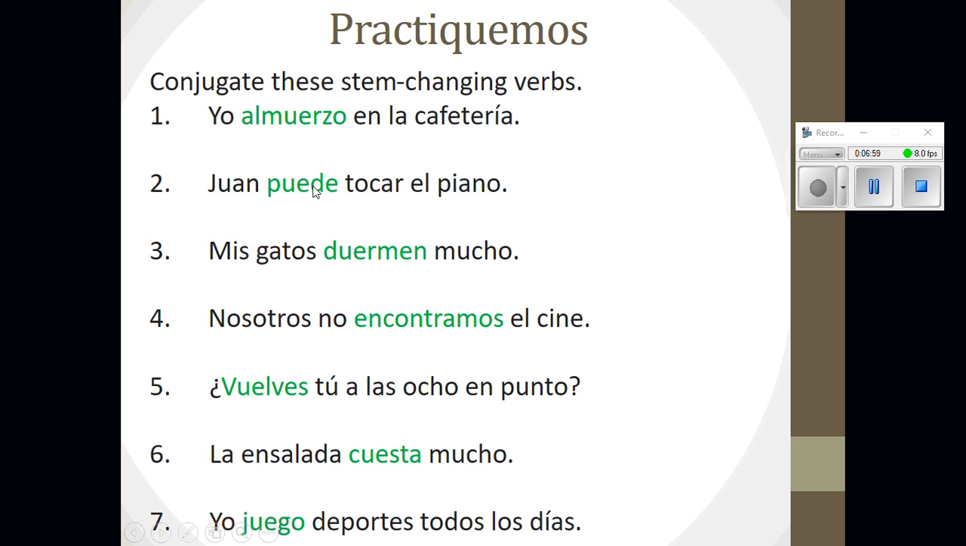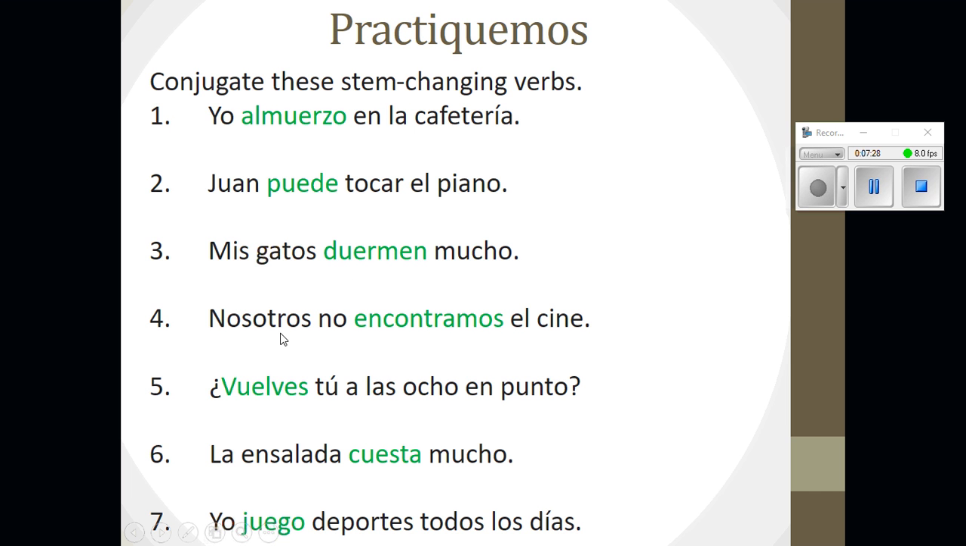So notice what we've done is we've changed the O in poder to UE, and we've conjugated as though Juan or he is the subject. Remember, he is él, and that would mean we would drop the ER and add E. Juan puede tocar el piano. Here we've taken the verb dormir, and we've changed the O to UE, and then we've dropped the IR and added EN. So duermen.